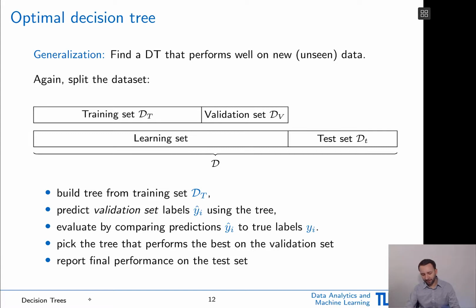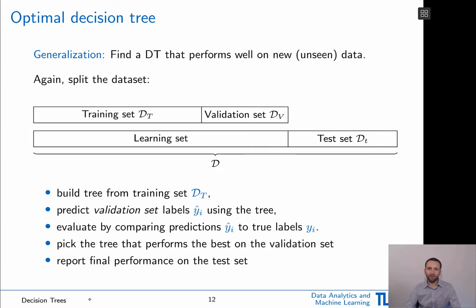So we are building a decision tree on the training set. We are using our validation set to do predictions with this tree. And then we can compare the predicted label with the true labels. And then we can try to find the best tree, right? And this best tree we found, we can then finally evaluate on the test set. Okay, that's a general principle.